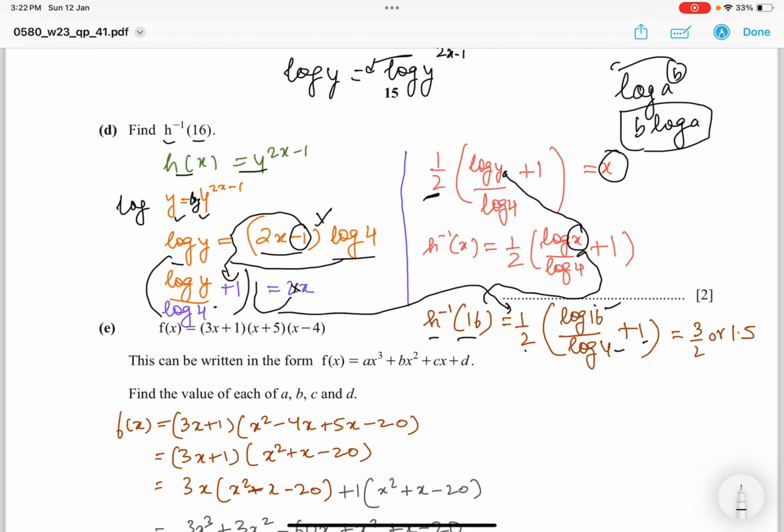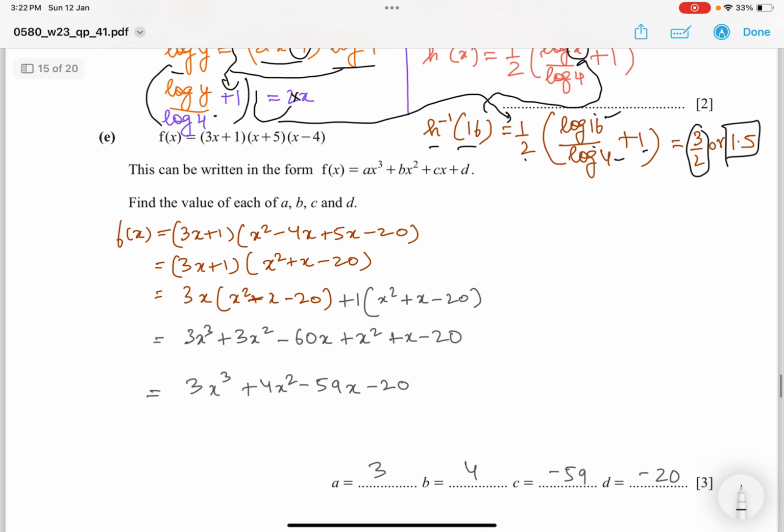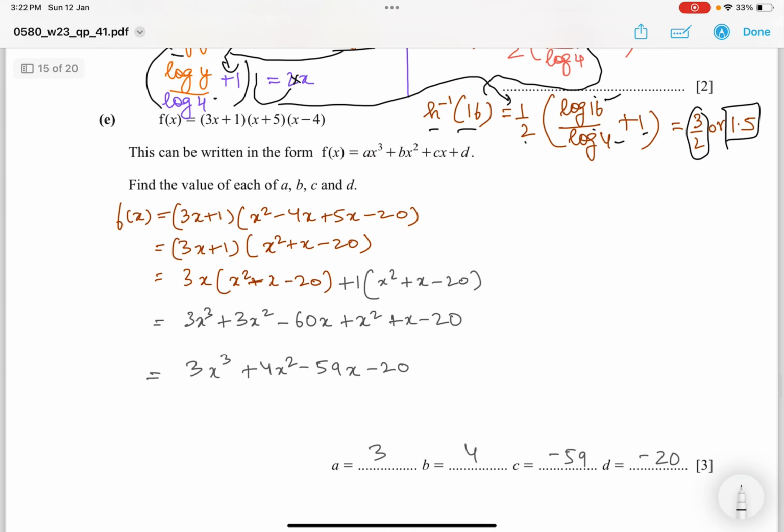If I use my calculator to find the value, it would be 3 upon 2 or 1.5. Very good. Now, we have to find the value of a, b and c. For that, we have to expand it first. I will multiply x plus 5 with x minus 4.